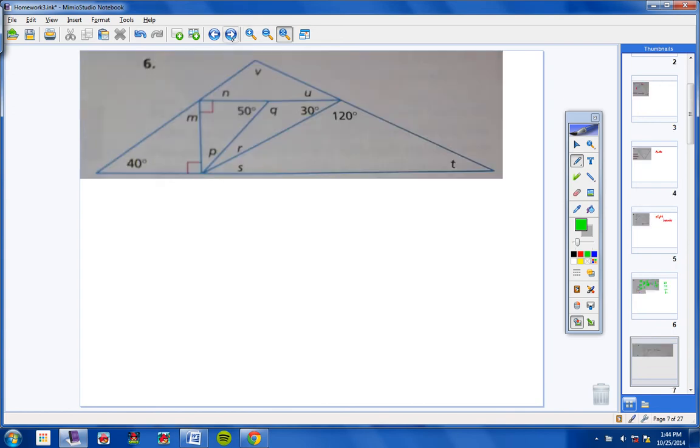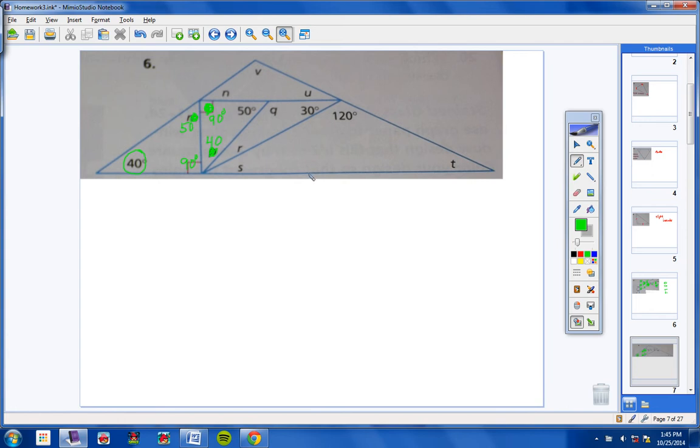Okay, moving on to number 6 here. Let's go ahead and do this the same way we did the last problem, okay? So here we go. The first thing that jumps out to me is this angle here is 40. So I know this angle here is 90. So 40 plus 90 is 130. So this angle here has to be 50. Okay? So there we go. Now this angle here is 90. This angle here is 50. So this angle here has to be 40.